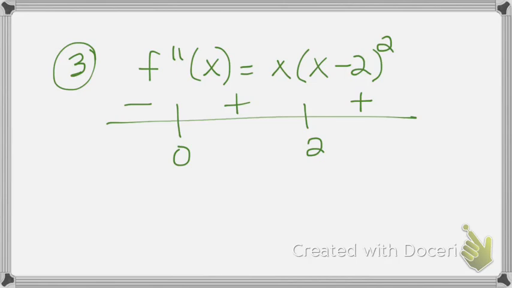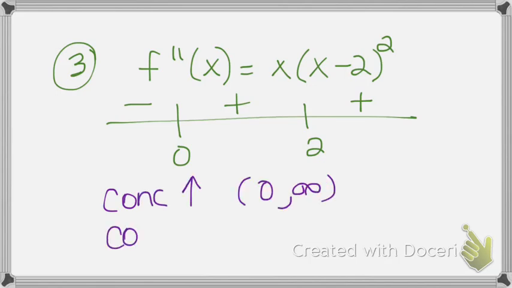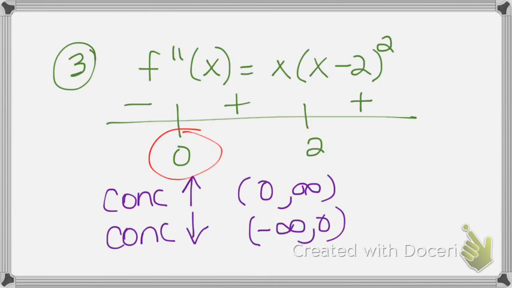So what this tells me is that f of x is concave up from 0 to infinity and concave down from negative infinity to 0. And notice the only place that concavity changes is at 0. So 0 is our point of inflection. There's not a point of inflection at 2 because concavity is not changing, it's staying the same at positive and positive.